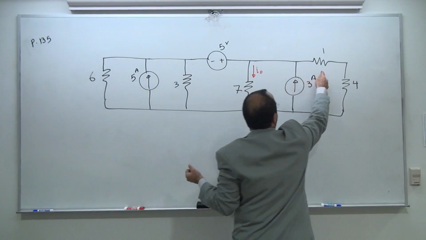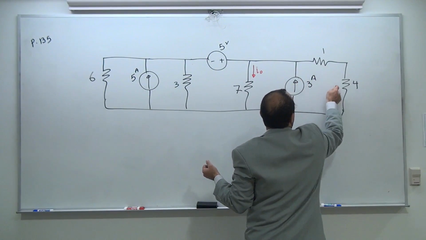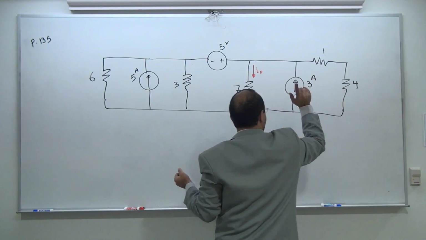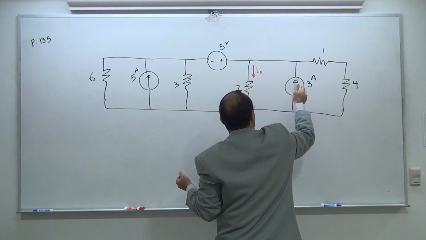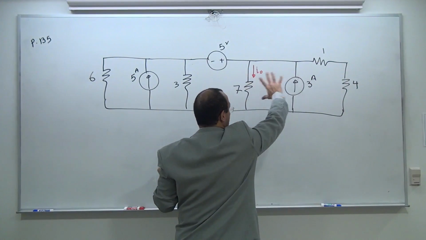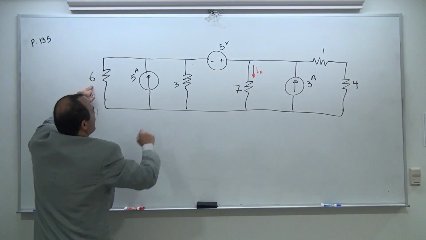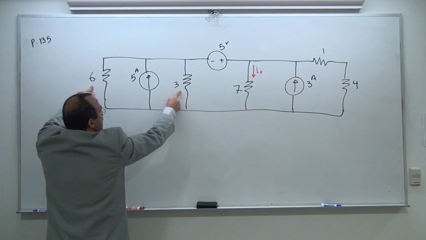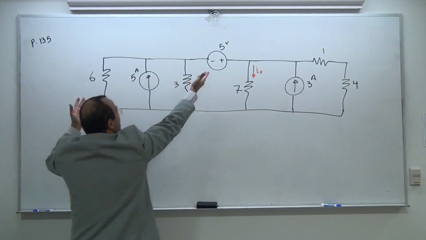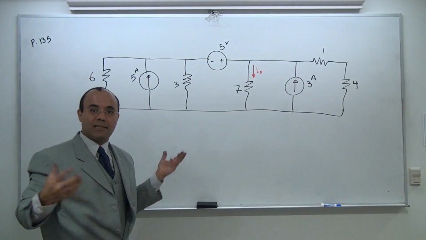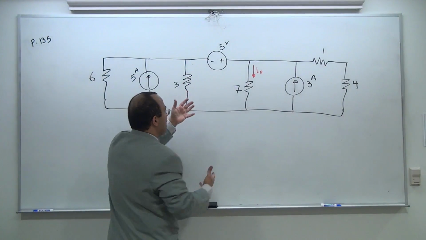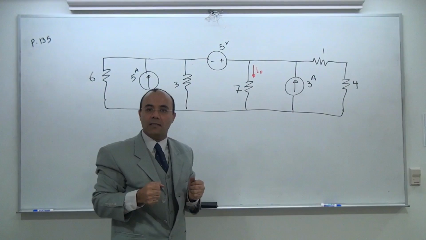I have 1 and 4 in series, that's going to give me 5. I'm happy. 5 and 3 in parallel, 3 and this in parallel. I'm happy so far. This one, 6 and 3 are in parallel, and then I have a current source. But then I have a voltage source which is bugging me, and that voltage source does not let me talk to the 7 ohm in peace.